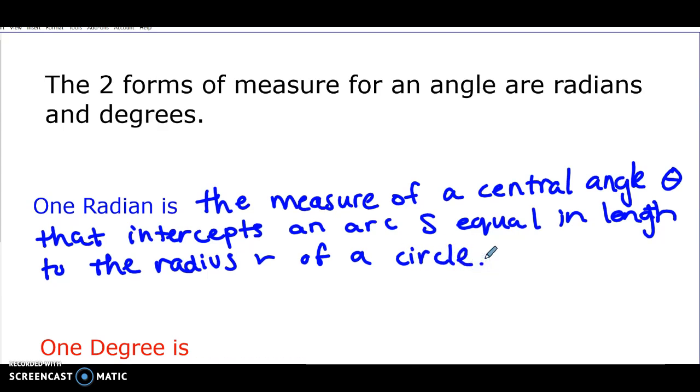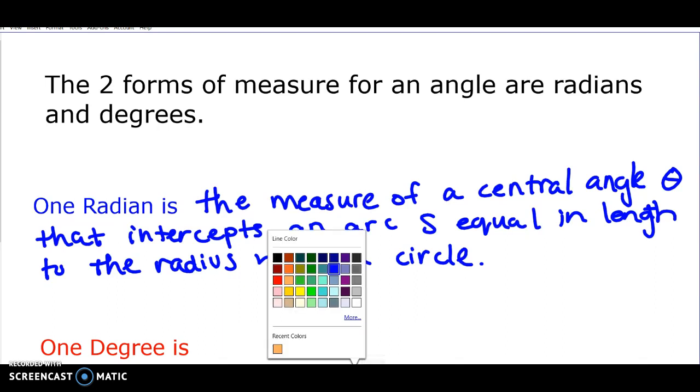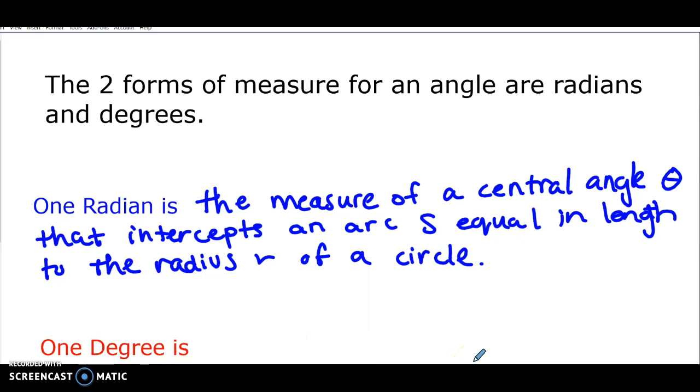I personally always like to draw things out to better understand them rather than always just putting them in words, so we're going to go ahead and do that. So again, it's the measure of a central angle theta that intercepts an arc S equal in length to the radius R of a circle. So basically, it's the relationship of arc length and radius being the same. So think about this visually.